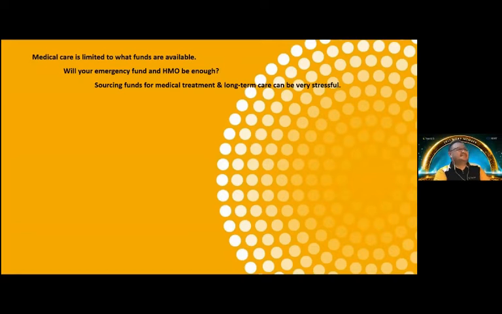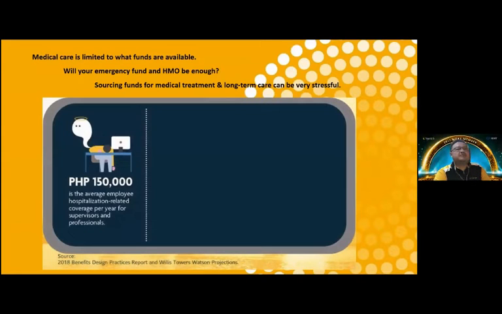Okay. So that's good na. So magkano ba usually ang nakukuha natin sa ating emergency fund or sa HMO? So I got this from a source, the Benefits Design Practices Report. It says the average employee hospitalization-related benefits per year is 150,000. So ako, I personally experienced it when I was working in Globe. Meron akong MaxiCare provided ng company. Pero nung na-ICU ako, yung 150 ko, ubos agad talaga.